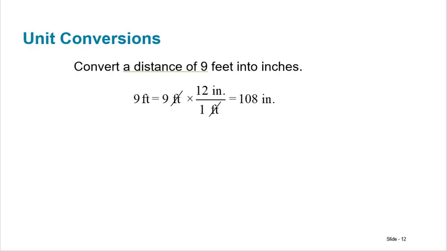So we can convert a distance of 9 feet into inches by doing 9 feet times the 12 inches per 1 foot thing. The feet cancel, and we get 108 inches.